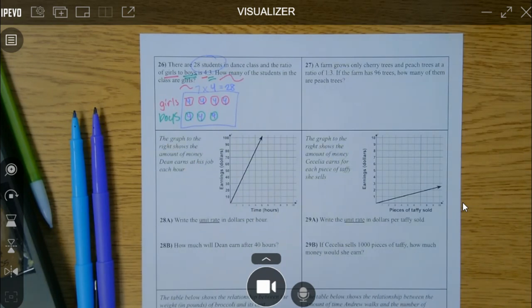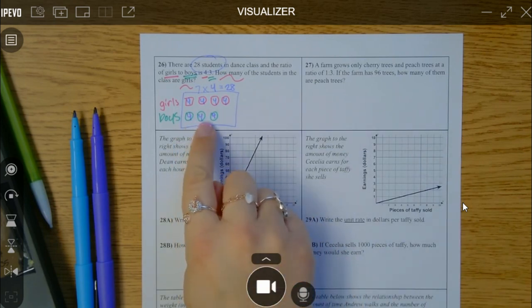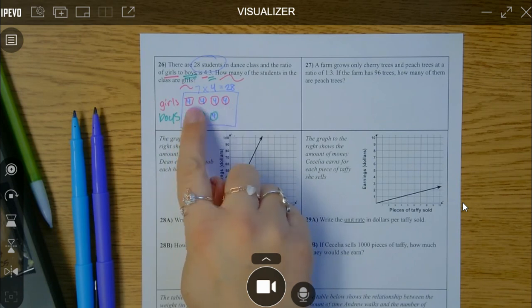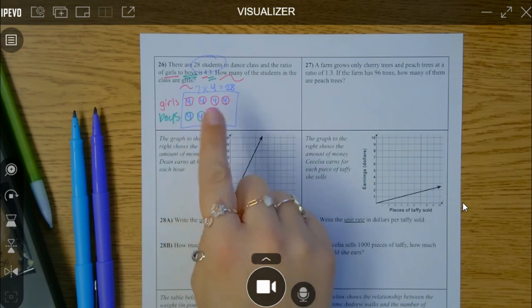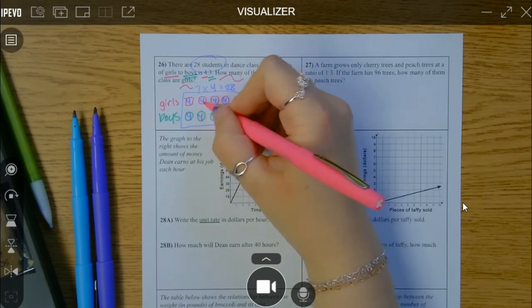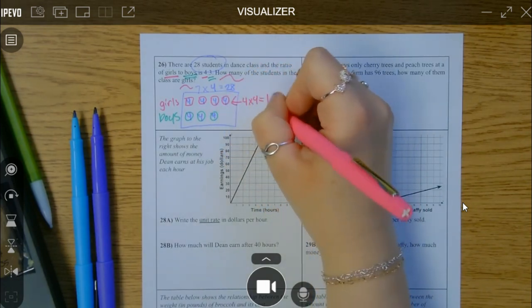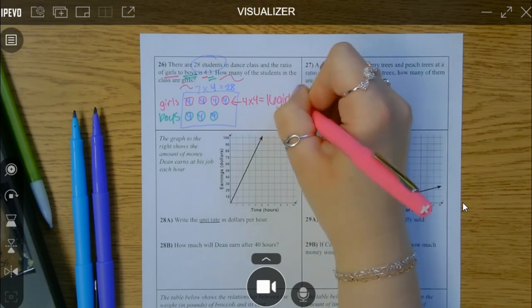Then because each box is worth 4, now I can answer any question they ask of me. If they said how many boys are there, I just focus on these boxes. If they asked how many girls are there, I just focus on these boxes representing the girls. And they're asking how many are girls? Well, how many boxes are girls? 1, 2, 3, 4 boxes that are each worth 4 each. So there's 16 girls.